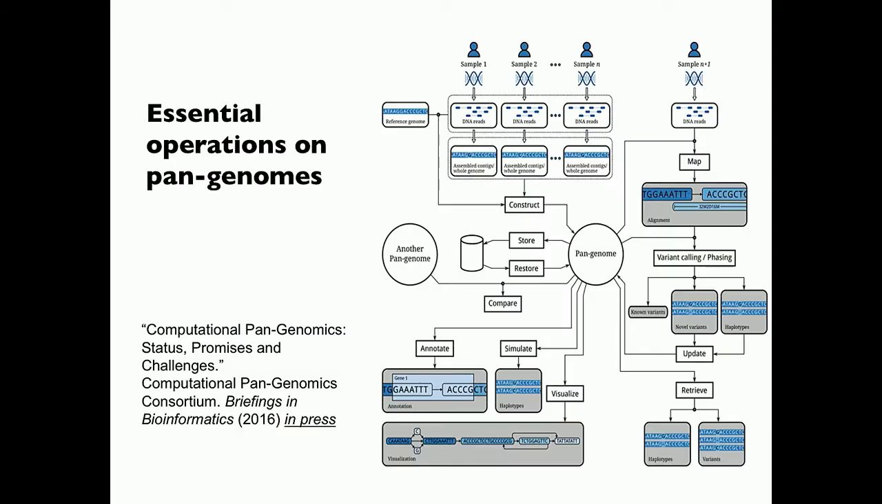And actually, this is a paper that I wasn't involved in. It's in press in Briefings in Bioinformatics. It came out of a meeting on pangenomes, sort of mini microbial. But it has all these pictures of things that you'd like to do, and you probably can't read all these. This is taking read sets and aligning them, variant calling, phasing, updating, retrieving those things about individuals. This is building them from references and lots of alternate versions and constructing them, storing, retrieving them, comparing them, annotating, simulating, and visualizing. So all of those.